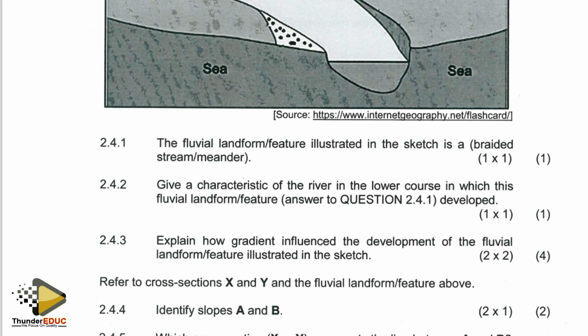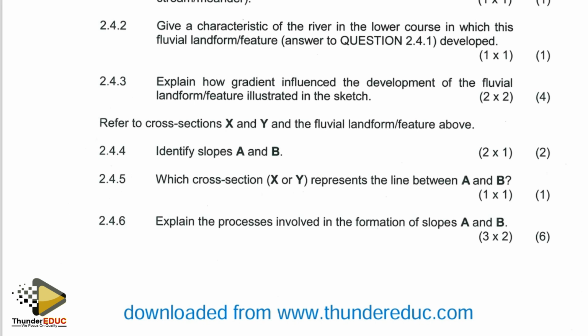Then we can figure out question number 2.4.3. Explain how gradients influence the development of the fluvial landform in the sketch. How do meanders form in relation to the gradient? What you should know is the gradient of the landscape where the river is going towards its mouth in the lower course. The gradient is almost gentle, almost flat. The river will be flowing over a gently sloping landscape.